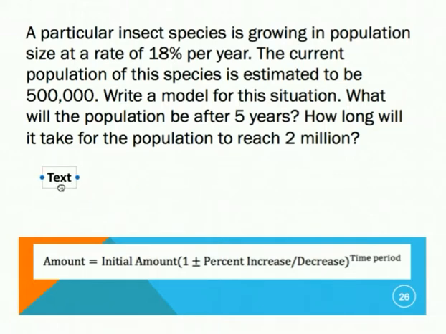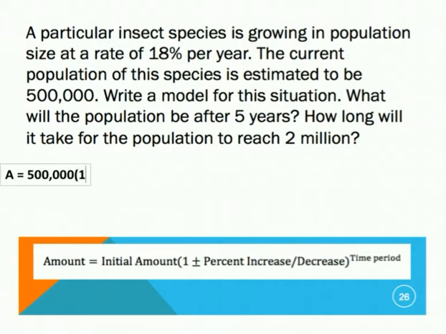And at the bottom here, since it's giving us a percent, telling us the percent increase or decrease, we're going to have something that's exponential. So I'm going to create a formula that looks something like this. I'm going to call the amount A. And then if you look at the formula down here, I have the initial amount, which is going to be my 500,000. And then I have a parenthesis.